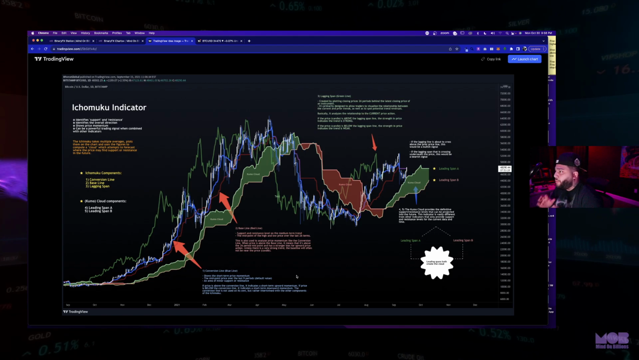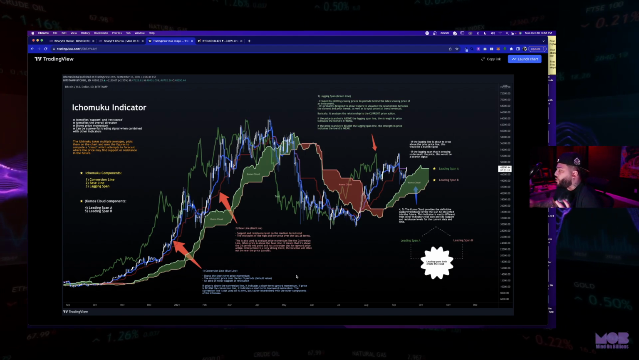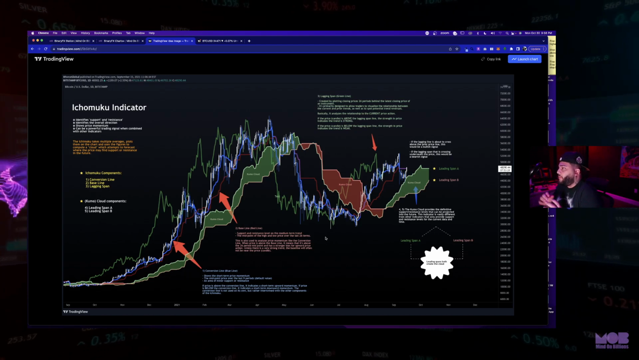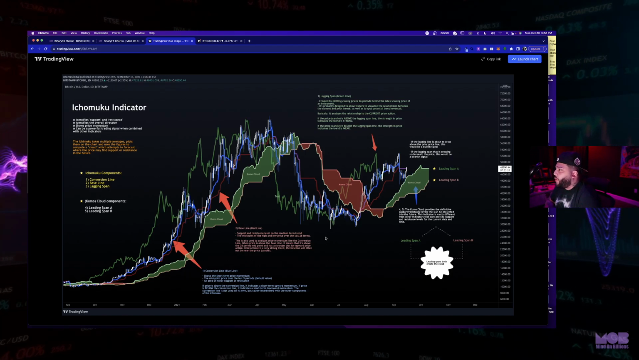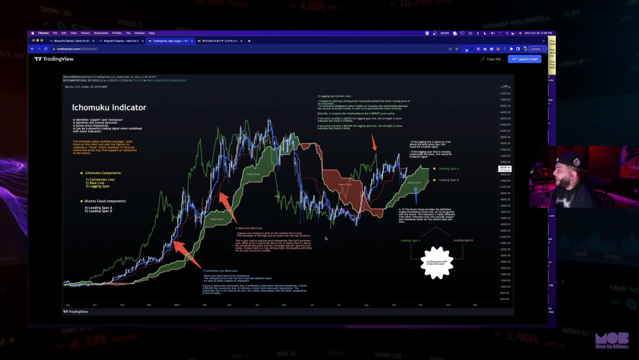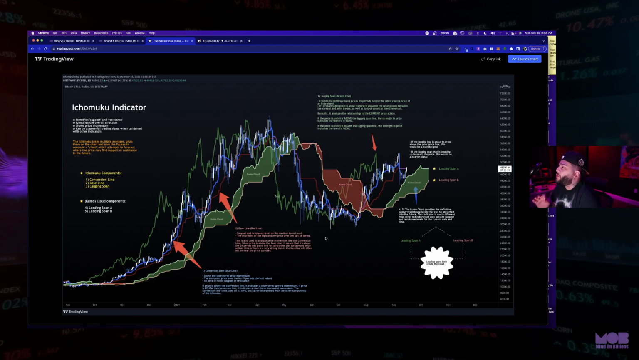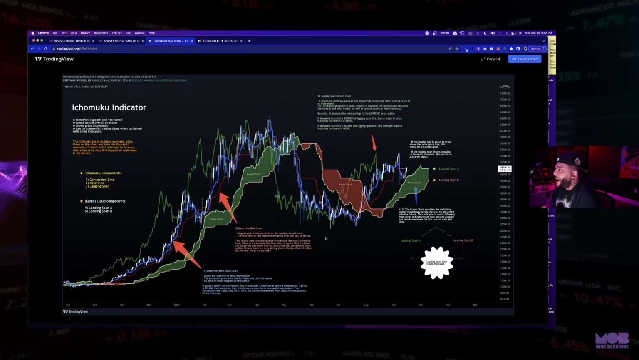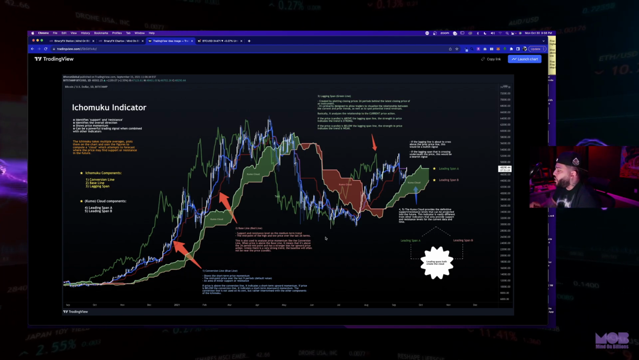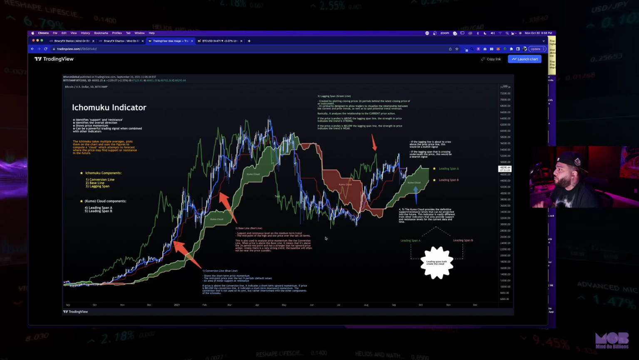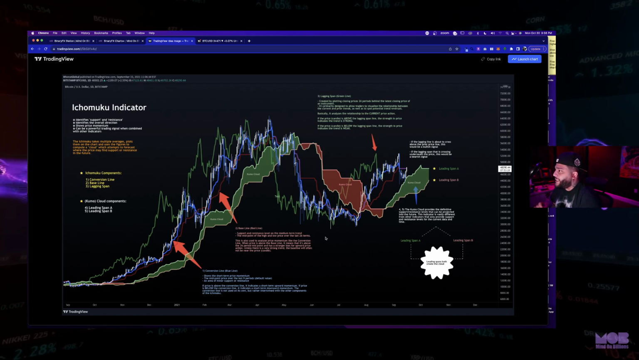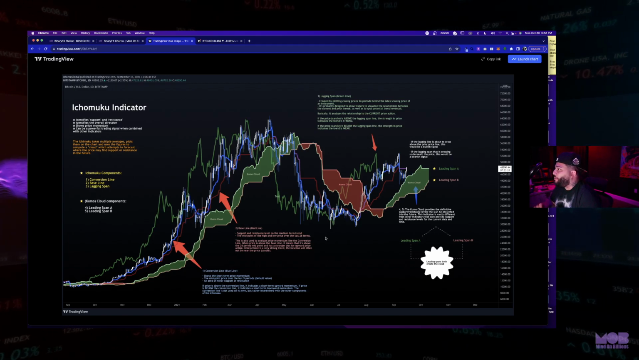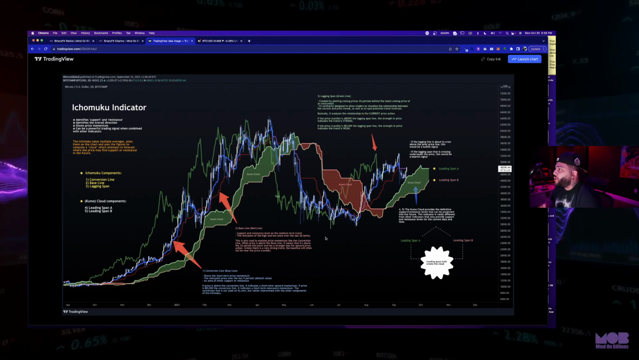Okay, now follow me here. We talked about the blue line as the conversion line. Let's go to the baseline. This is the red line. Okay, check this out. The baseline is going to show a support and resistance level on the medium-term trend. The midpoint of the high and low price over the last 26 periods, which means this is set on a moving average of 26. This is also used to analyze price momentum like the conversion line.